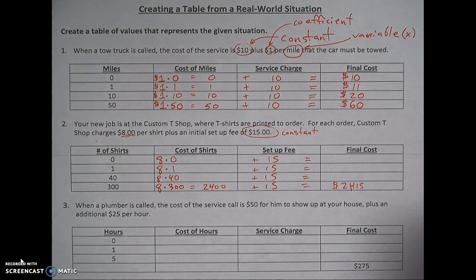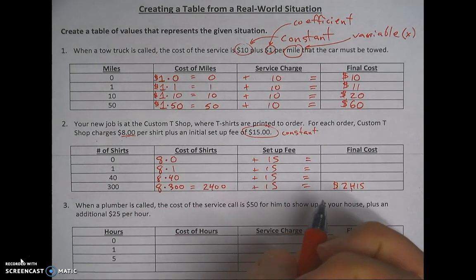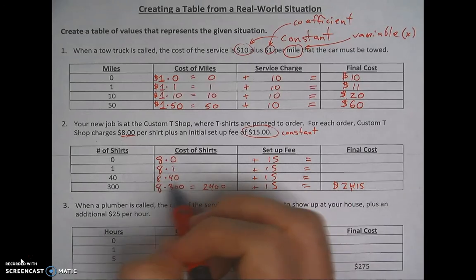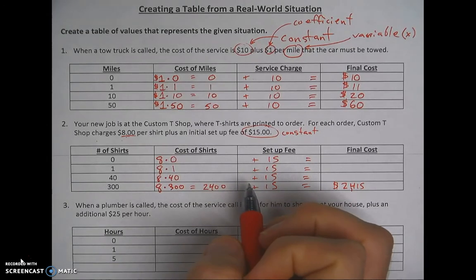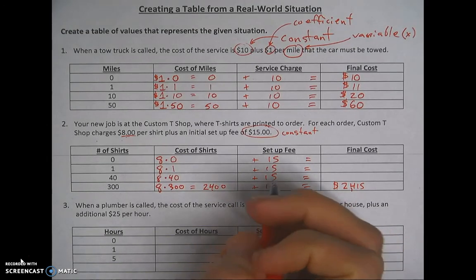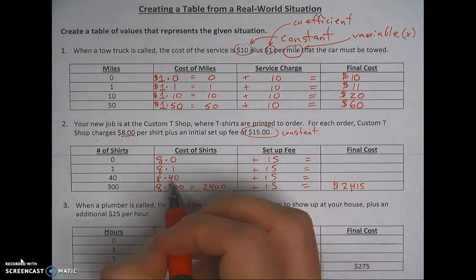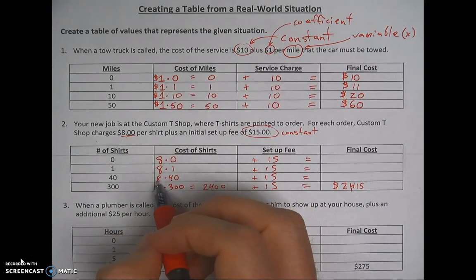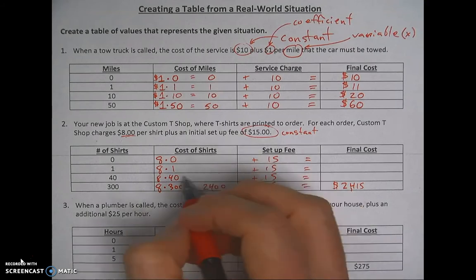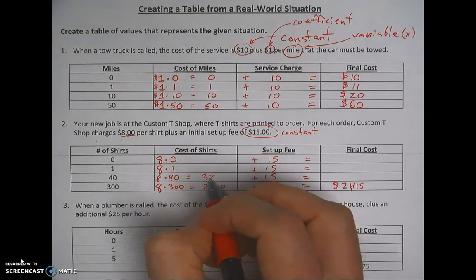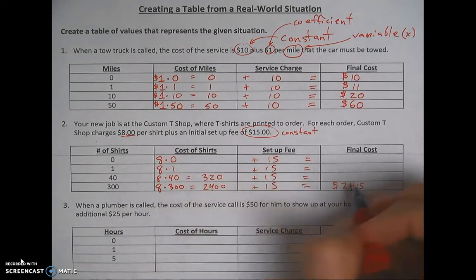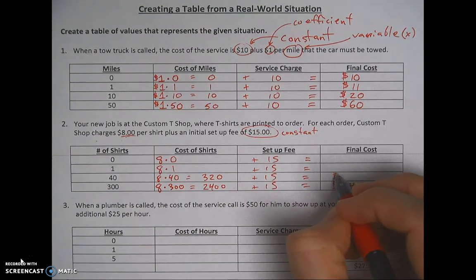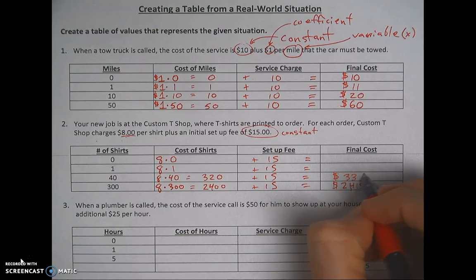$2,415. If you ordered 40 shirts, so maybe it's just for 2 classes, or maybe this is just for, I don't know, the volleyball teams. There's 40 students total, so we're ordering 40. 8 times 4 is 32, add the 0. It's $320 for the shirts, plus 15 for the setup fee. And that's a total of $335.